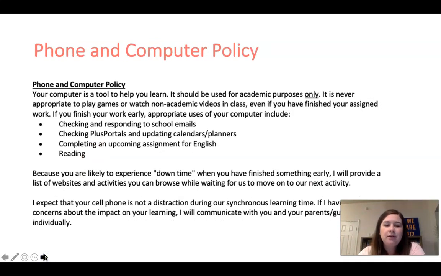Okay, first, your computer. At this point, I expect that most of you have experience using a computer for class and for learning, either in a classroom or last spring when we moved to remote learning. And so like any other teacher, I expect that you're using your computer for academic purposes. It's not appropriate to use your computer to play video games or to watch YouTube.